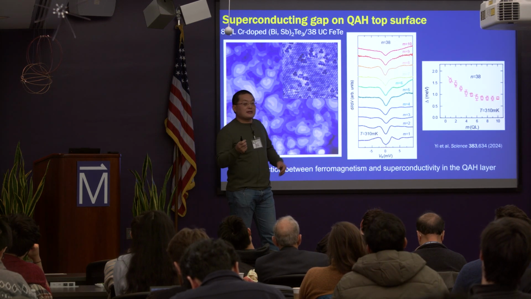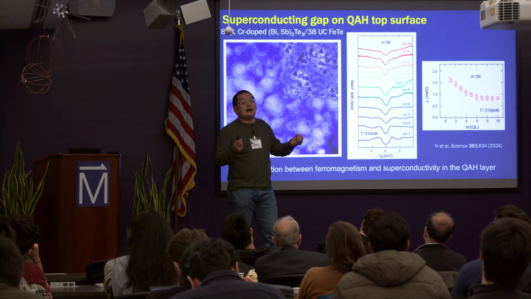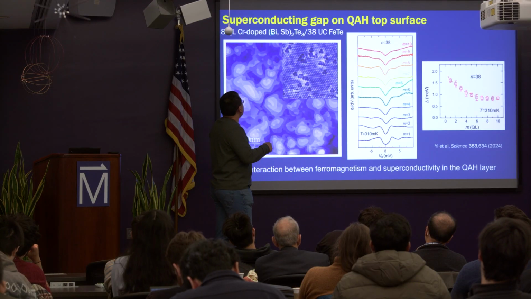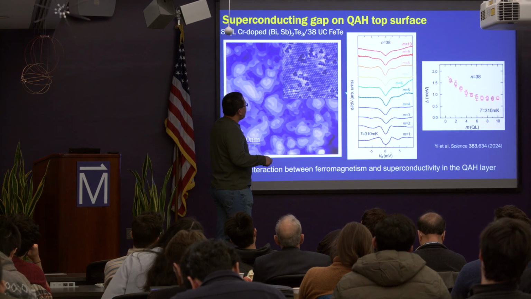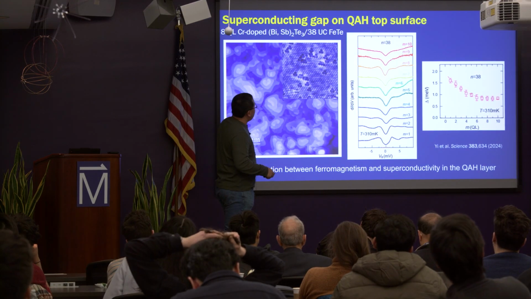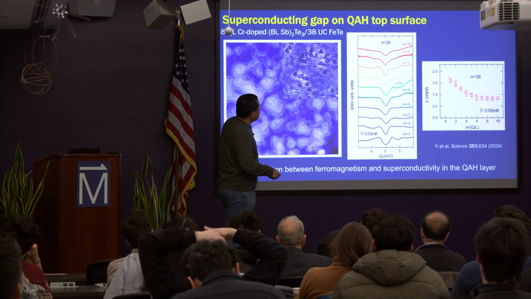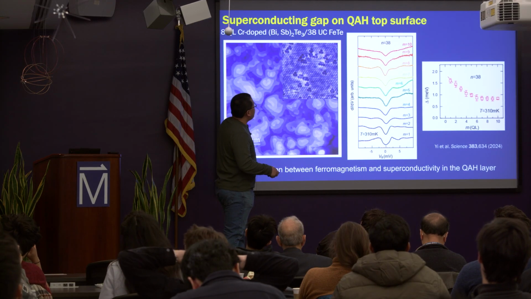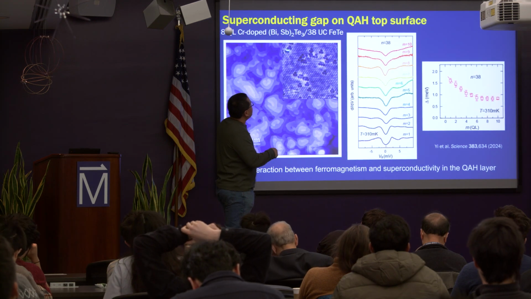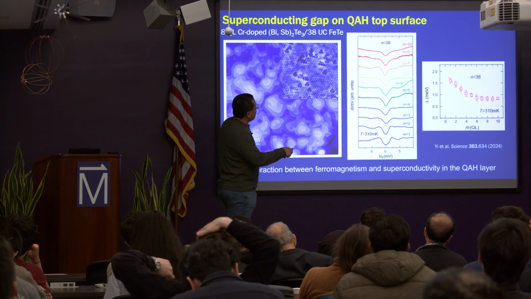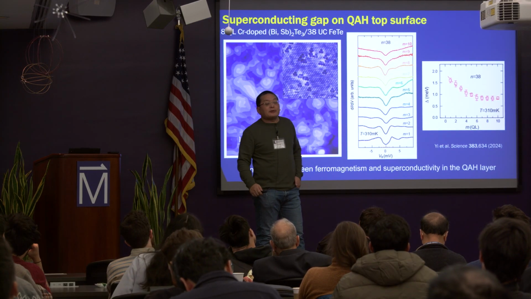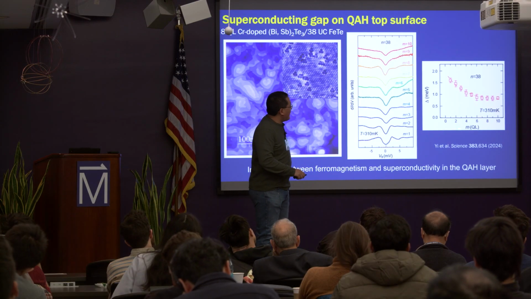These defects are just chromium substituting the bismuth and antimony in the top of the chromium-doped bismuth antimony telluride layer. And we systematically change the thickness of the chromium-doped bismuth antimony telluride. For m equal to 1, we see the proximity-induced gap, and as we systematically increase the m, the thickness of the chromium-doped bismuth antimony telluride, we see the gap decrease. If we fit the gap, we see the proximity-induced gap continuously decreases as a function of m.